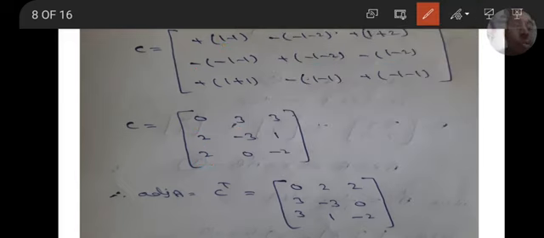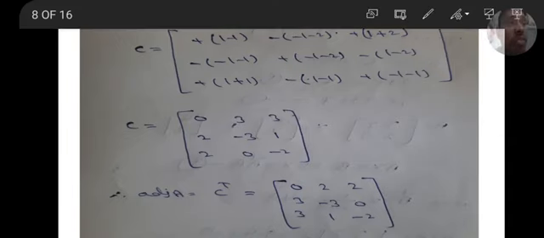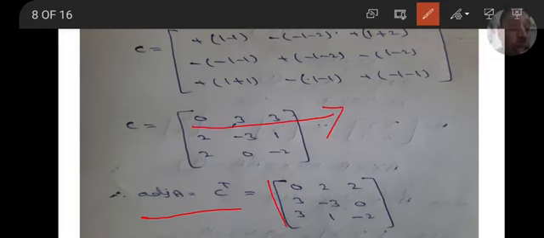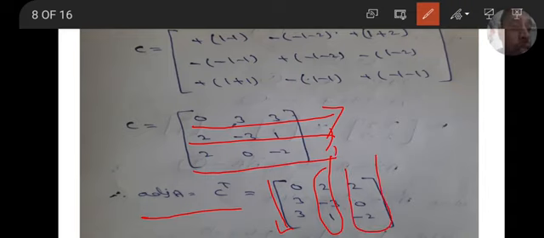I calculated the cofactor of every element and put it in matrix form. Then adjoint A equals the transpose of the cofactor matrix, that is C transpose, meaning rows are converted into columns. 0, 3, 3 is the first column, 2, minus 3, 1 is the second column, and 2, 0, minus 2 is the third column. I am writing it in column form. It is the adjoint A.